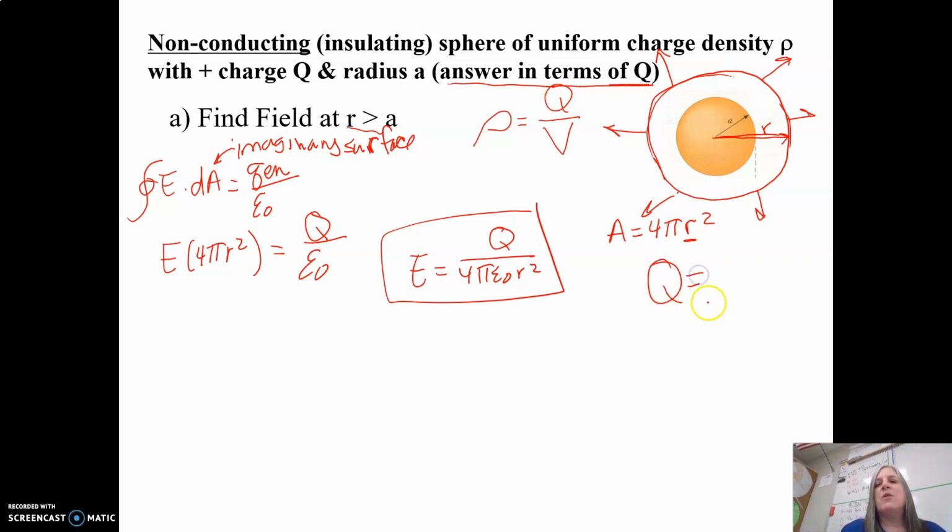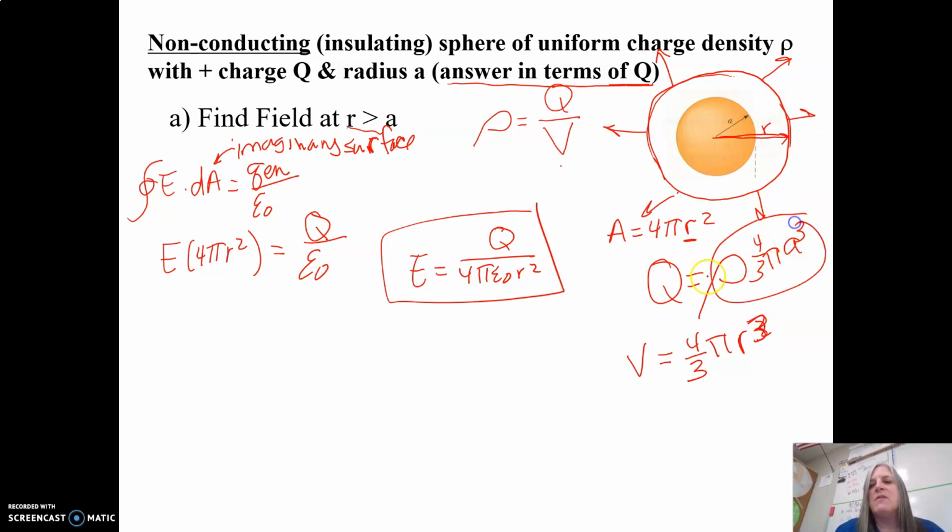If we weren't answering in terms of Q, if we had to answer in terms of the charge density, then of course we would have rho, the charge density, times the volume that the charge is enclosed by. In this case, if you remember, the volume of a sphere is 4/3 pi r cubed. So for this scenario, if I had to do it in terms of rho, it would be rho times 4/3 pi, and in this case we'd call the radius a. Oops, that should be cubed. Sorry about that. a cubed. So then we'd just put this in for Q if that was what we needed.